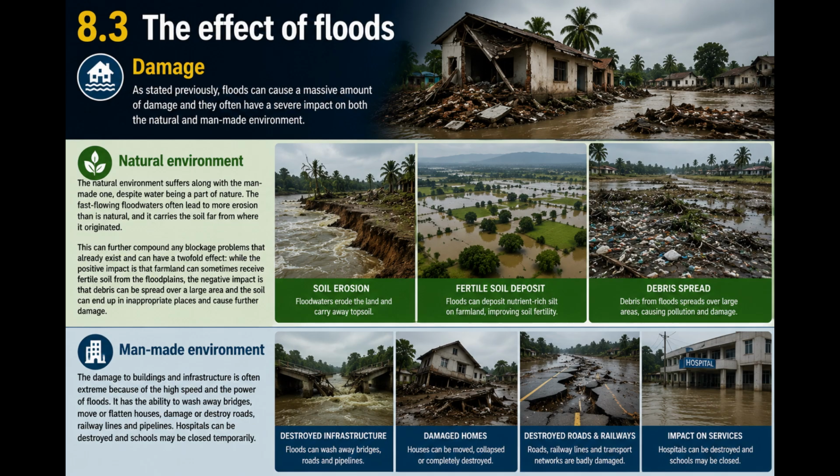damage. Man-made environment. The damage to buildings and infrastructure is often extreme because of the high speed and the power of floods. It has the ability to wash away bridges, move or flatten houses, damage or destroy roads, railway lines, and pipelines. Hospitals can be destroyed and schools may be closed temporarily.